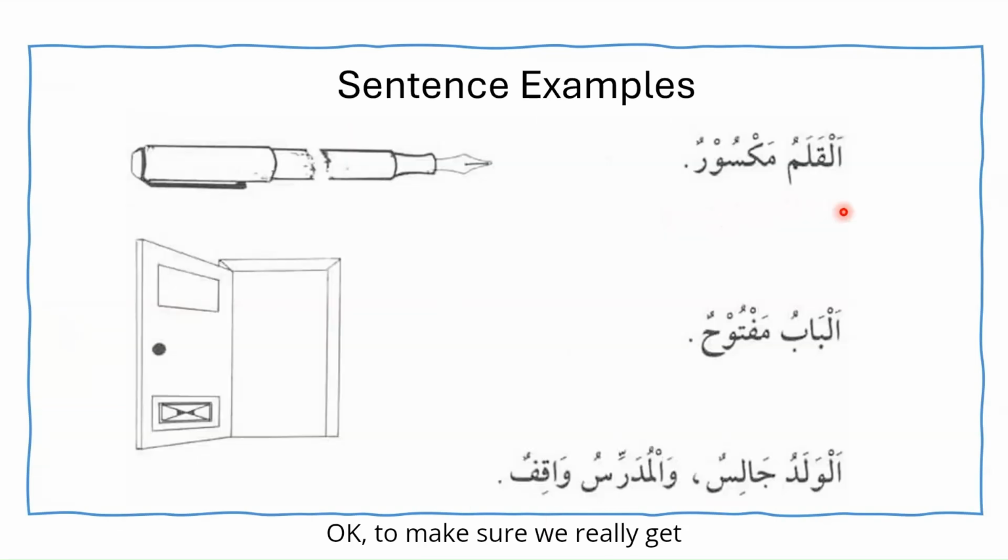To make sure we really get this, let's look at some simple sentences together. Let's read them out loud. Al-qalamu maksurun. Al-babu maftuhun. Al-waladu jalisun. Wal-mudarrisu waqifun.